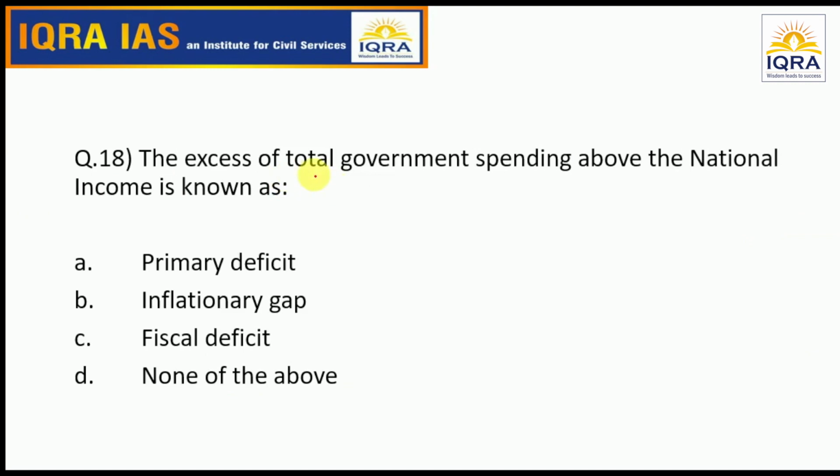Question number 18. Which of the excess of total government spending above national income is known as primary deficit, inflationary gap, fiscal deficit, or none of the above? So these two are the deficits, which are related to the revenue and expenditure. This is what inflationary gap is. So the total spending above national income is known as inflationary gap.